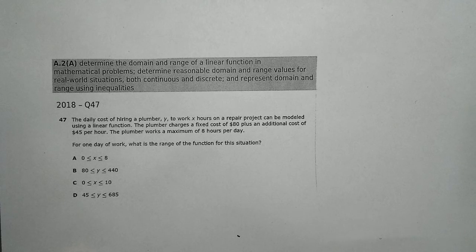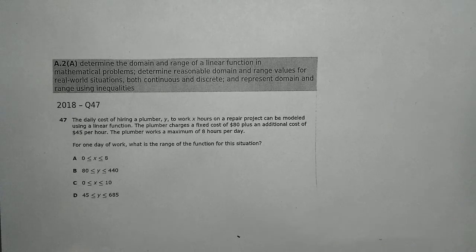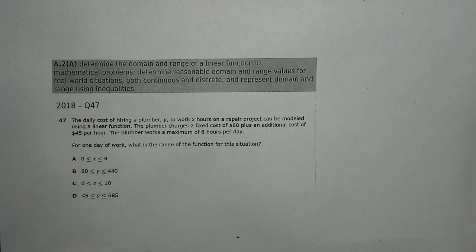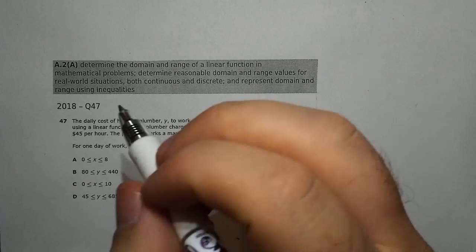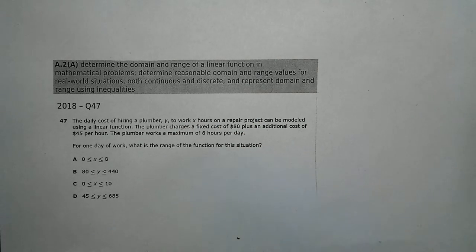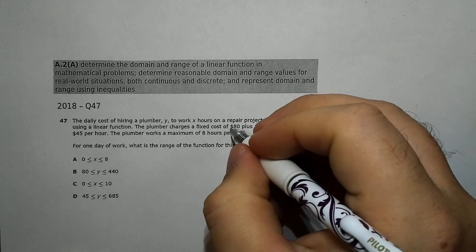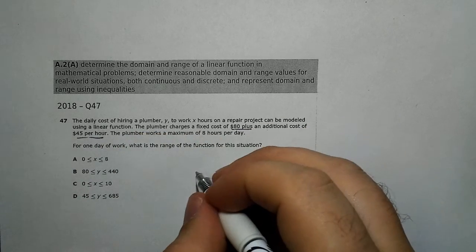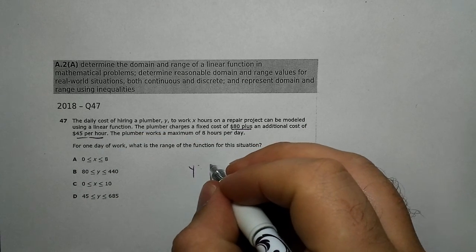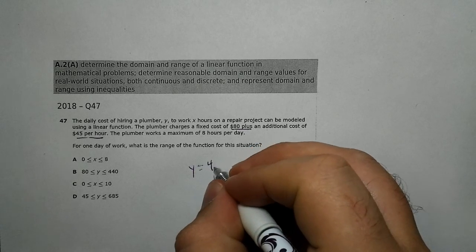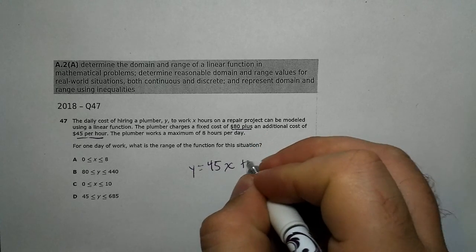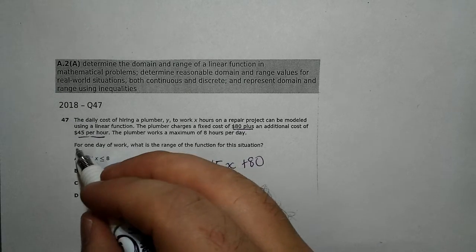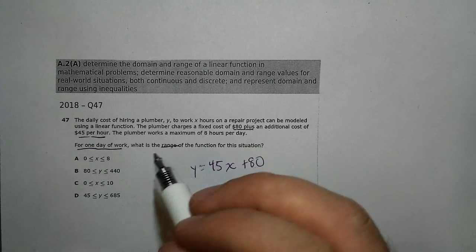All right, on our second one, we have this word problem form. Let's set it up. It says the daily cost of hiring a plumber Y to work X hours on a repair project can be modeled using a linear function. The plumber charges a fixed cost of $80 plus an additional cost of $45 per hour. So we have a rate, we have a cost. So Y equals 45 per hour plus the 80. The plumber works a maximum of 8 hours per day. For 1 day of work, what is the range of the function?